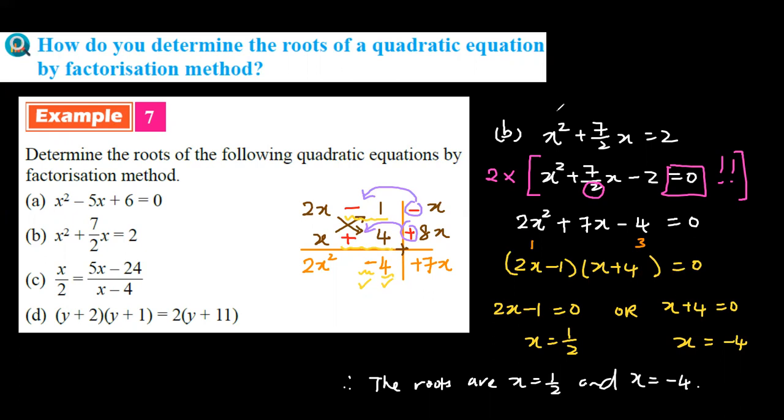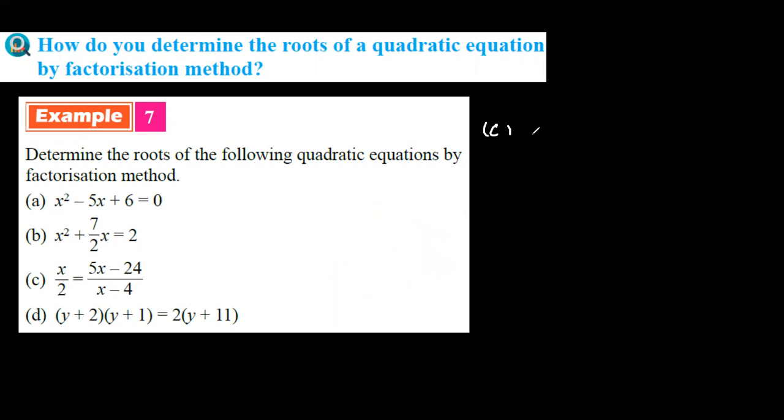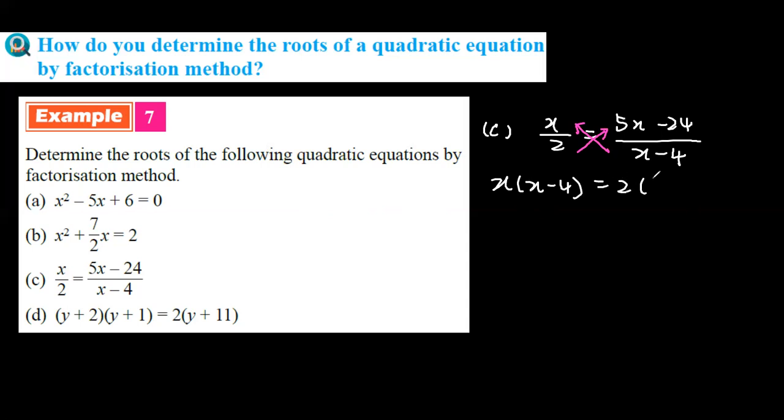Okay, continue. We solve question C. Question C, x over 2 equals 5x minus 24 over x minus 4. Firstly, you must change it into a general form. So we do cross multiplying. Then we have x times x minus 4 equals 2 times 5x minus 24. Okay, expand it.